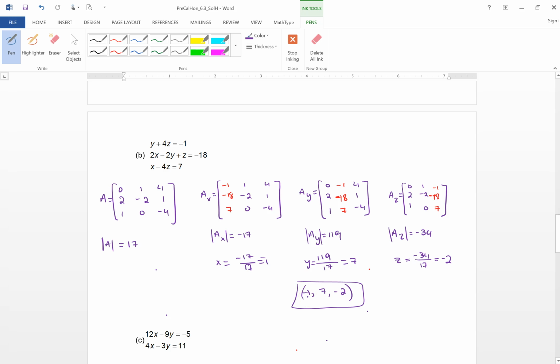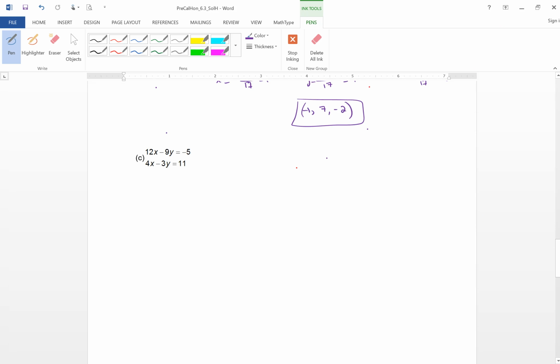Okay, so you put each one over the determinant. Not discriminant, by the way, determinant.